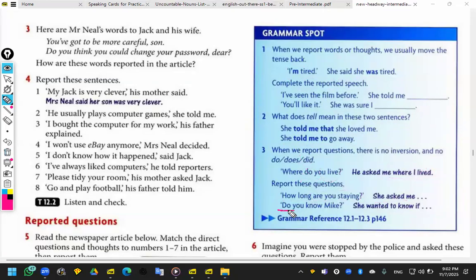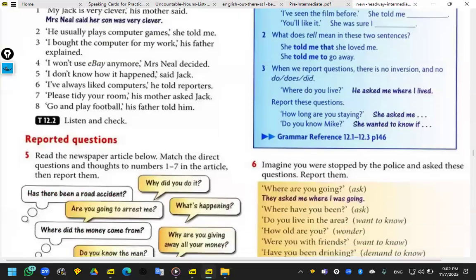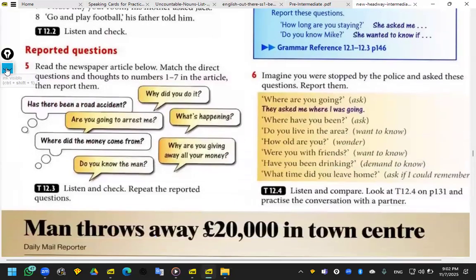Here we have do, does, did as a yes or no question. As I said, you can use if, and whether is acceptable. So, do you know Mike? She wanted to know if what? If I knew Mike. Okay. So this is about reported speech. Be careful because you can report sentences and even you can report questions.